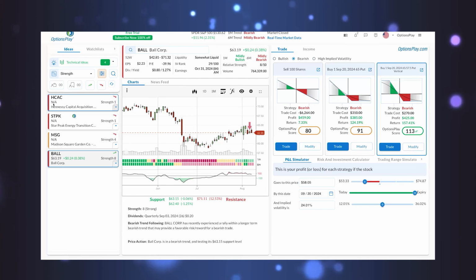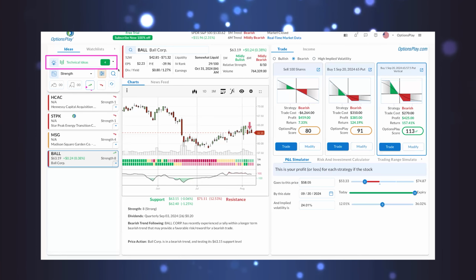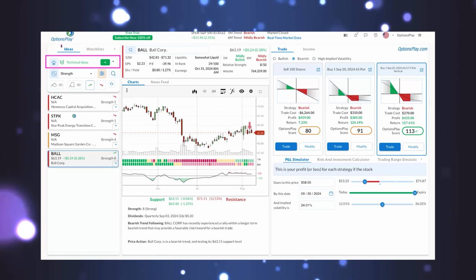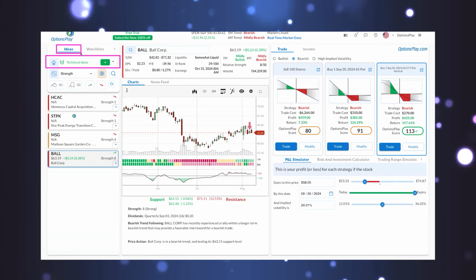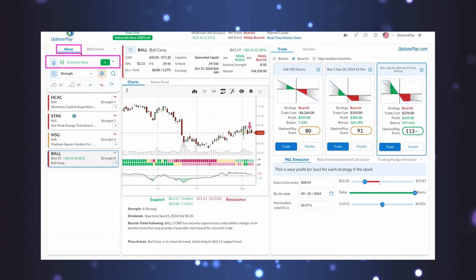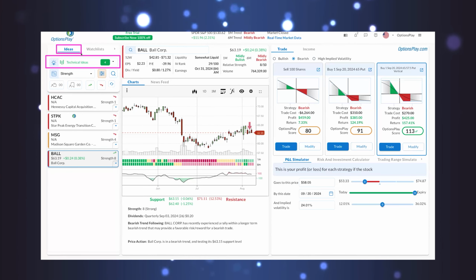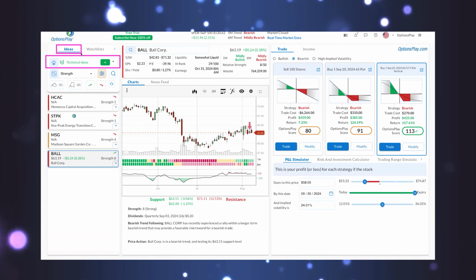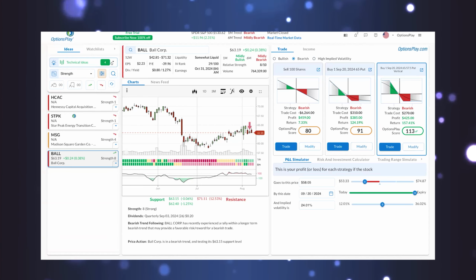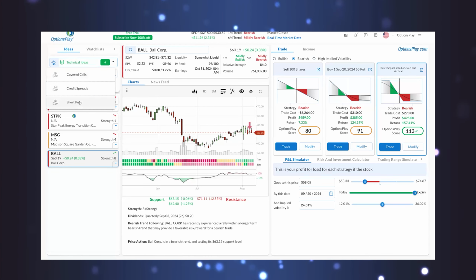So in your OptionsPlay platform, you have technical ideas here in the upper left-hand corner under ideas. Now, I encourage all of you that are using OptionsPlay to spend some time familiarizing yourself with the ideas section. There are lots of different ideas that we publish. We publish technical ideas, which are based on technical indicators. We publish covered call ideas, credit spreads ideas, short put ideas.